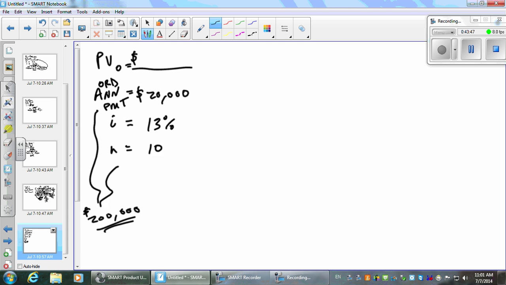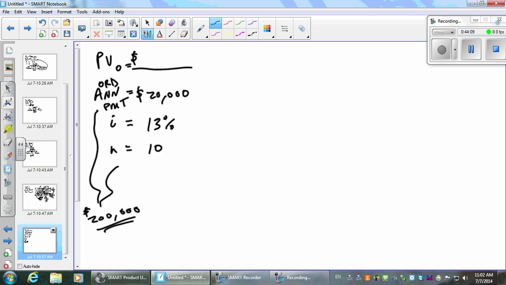Oh, was that 12? So 29.5 cents, maybe. Get in the right column, huh? Okay, so 29.46 cents, right? Why is that true? Because if I invest 29 cents at 13% interest, it will grow to $1 compounded for 10 years. Everybody got it?